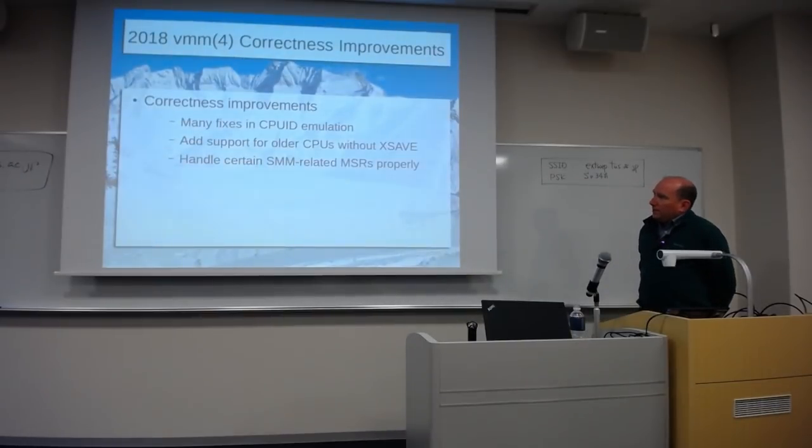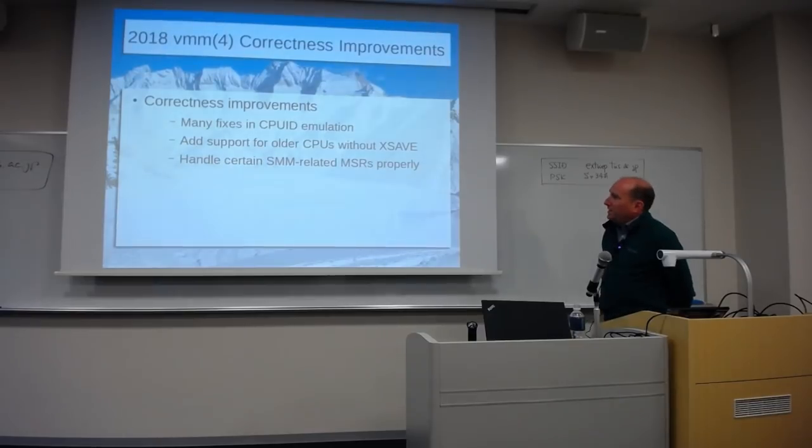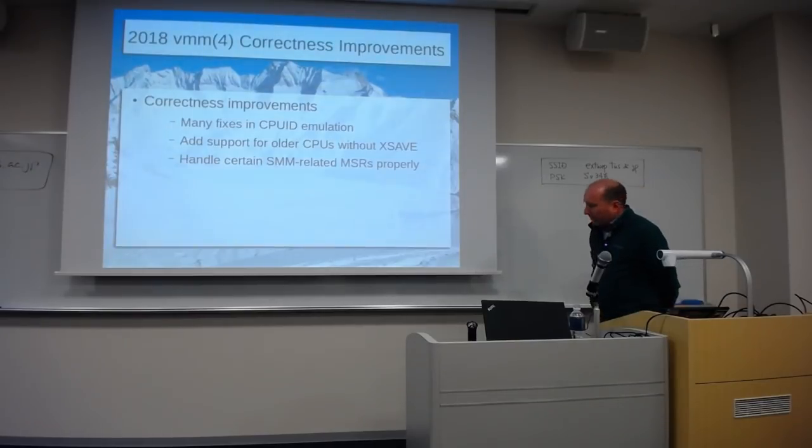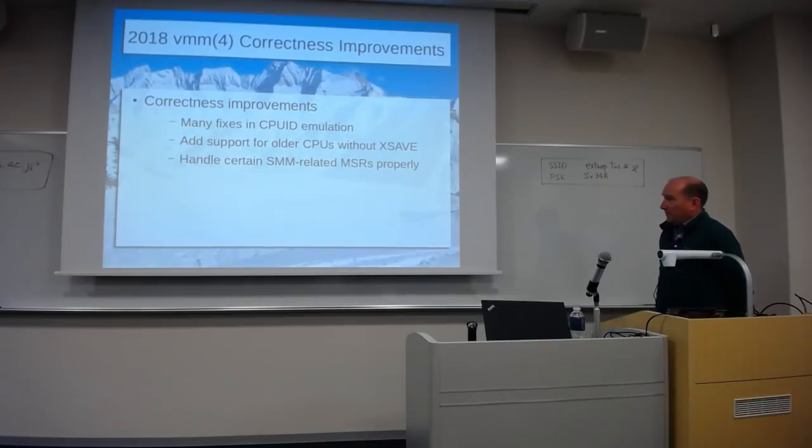In the category that I'll call correctness improvements, which is really just where we were lying to VMs, many fixes in CPU ID emulation. We basically had it fairly well wrong last time we spoke, last year. So we fixed all that up. Added support for older CPUs without xsave. That was just a bug reported by somebody using VMM on a really old CPU that didn't have that capability. Xsave is used for saving floating point state.